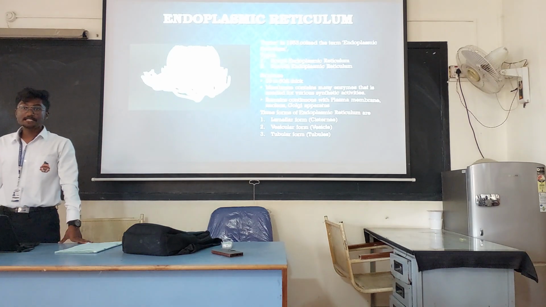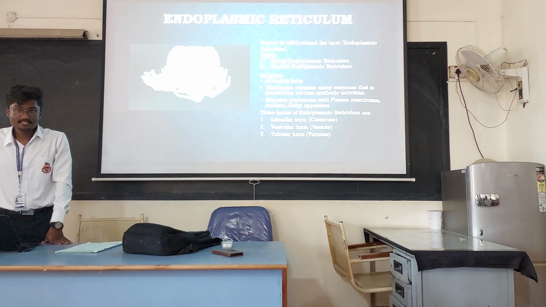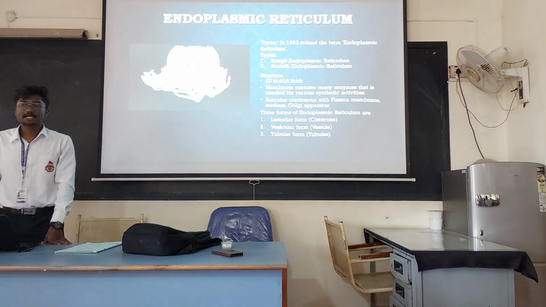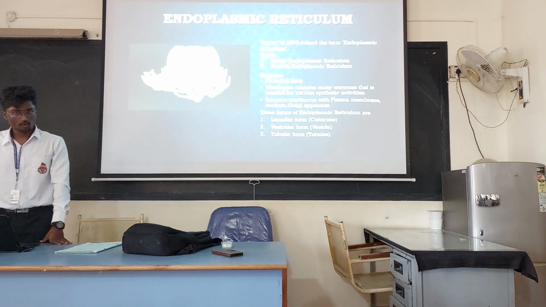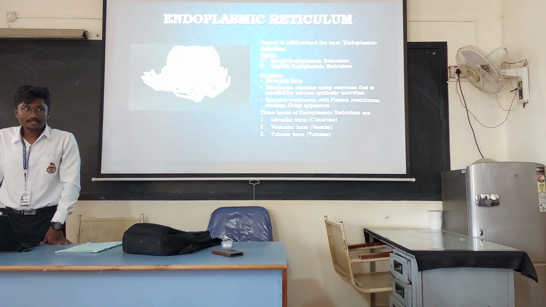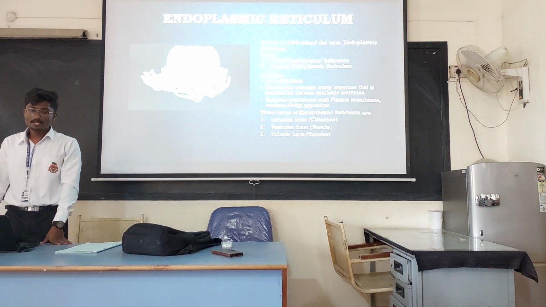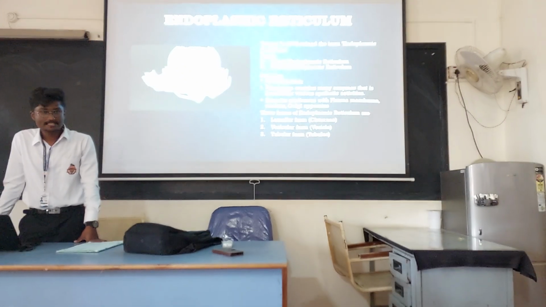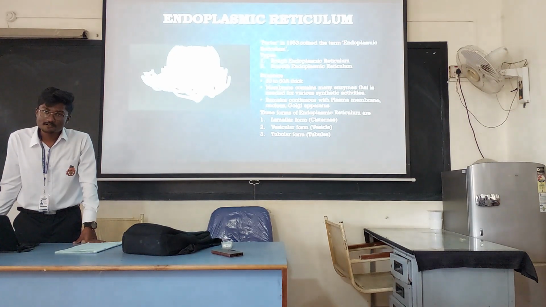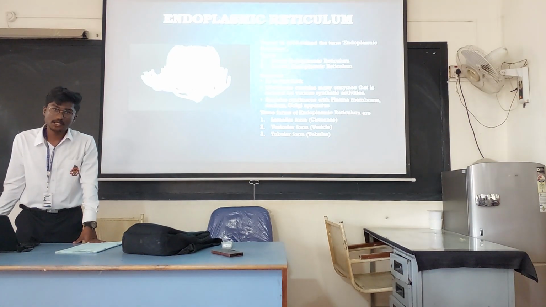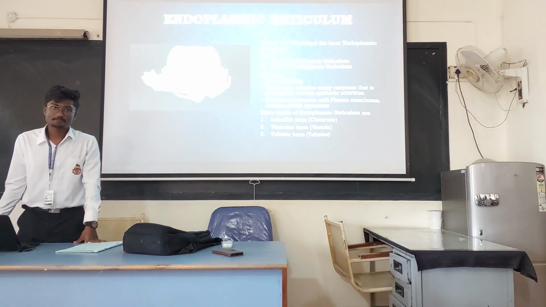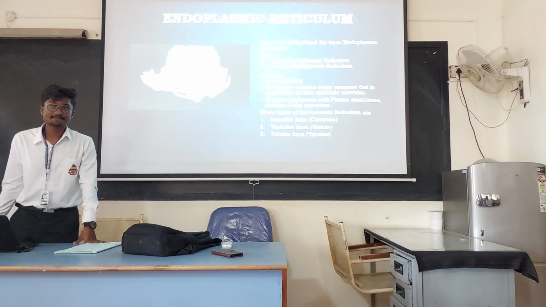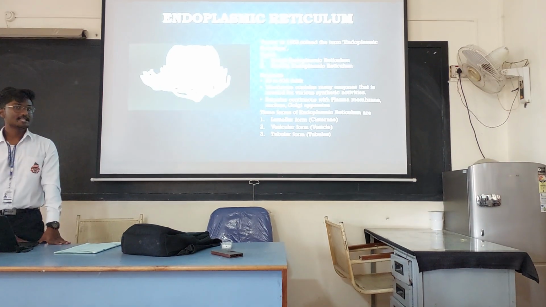They are abundantly seen in pancreatic cells and also intestinal cells and many other parts where proteins are synthesized more. And moving to smooth endoplasmic reticulum. Smooth endoplasmic reticulum helps in the synthesis of lipids. It also helps in the synthesis of bile juice and also steroidal hormones.